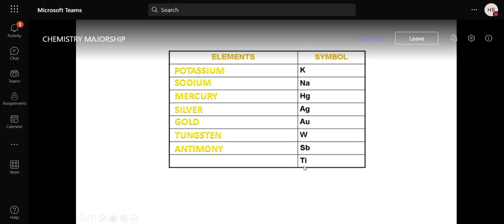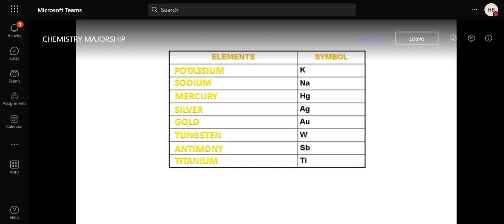Naku, bakit ba nasama itong TI dito? Okay. Hindi po yan tin. Para malaman nyo, baka kasi sabihin nyo, hala, TI kasi tin yan. Hindi po. Ano po ang TI? Taran! Okay. I am titanium. Okay? So, titanium is TI.